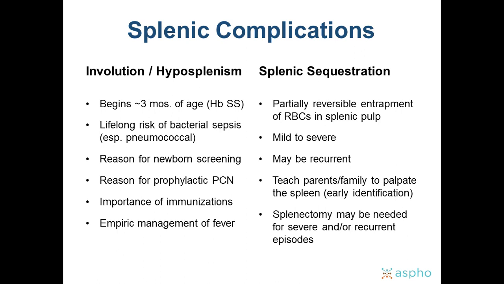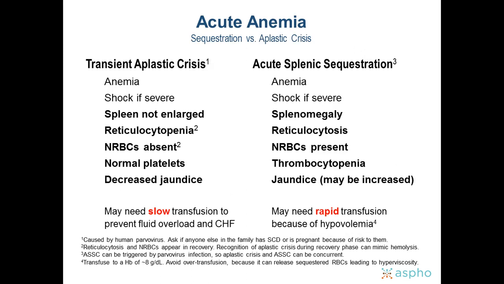And then splenic sequestration, that's partial or partially reversible entrapment of red cells in the splenic pulp that can lead to mild to severe acute anemia. It can be recurrent, and that's why we need to teach the families, the parents, to palpate the spleen. Occasionally, we need to take out the spleen.